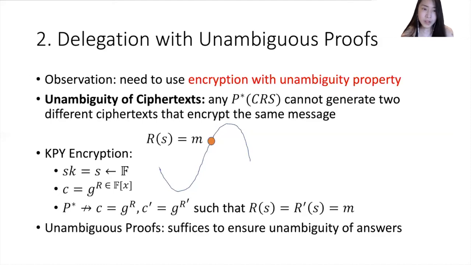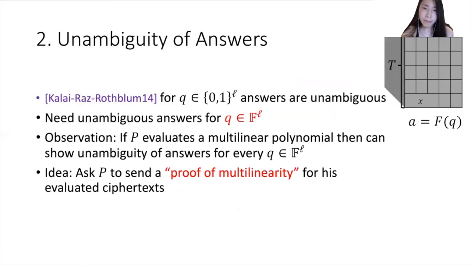So with this unambiguity of ciphertext property, it suffices just to ensure that the answers underneath the encryption are unambiguous. And this will give us unambiguous proofs. So now we'll just focus on ensuring the unambiguity of the answers underneath the encryption.